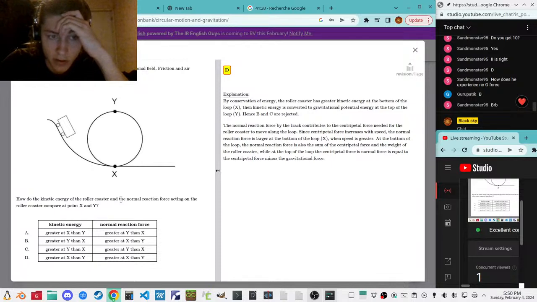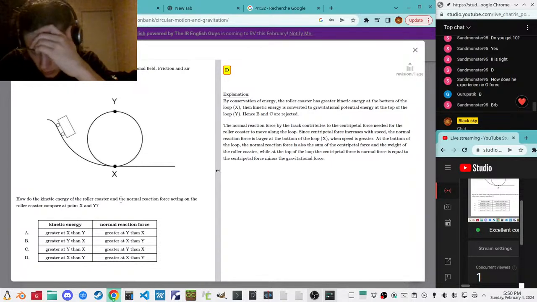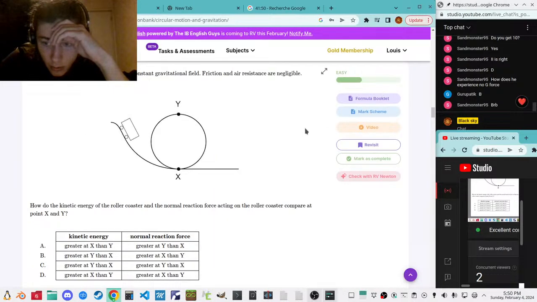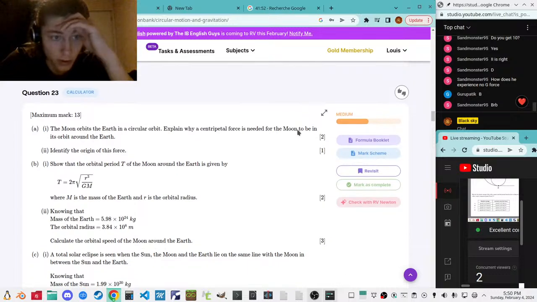Oh, since it increases. Since when does it increase with speed? I guess it does. Okay, we'll take that, whatever.